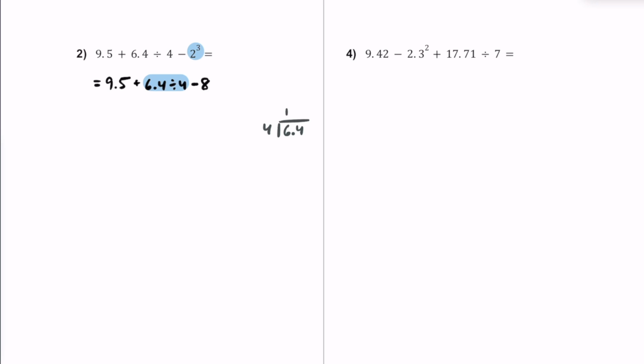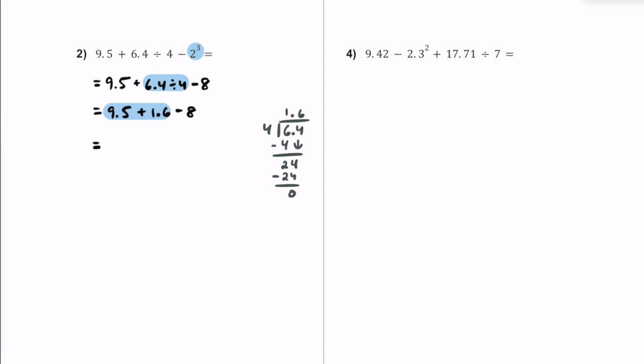4 goes into 6 once. 1 times 4 is 4. We have a remainder of 2. Let's put a decimal and bring this 4 down. 4 into 24 is going to be 6 times. 6 times 4 is 24, and the remainder here is 0. So 6.4 divided by 4 is 1.6. We can write 9.5 plus 1.6 minus 8. Between addition and subtraction, let's go with addition here. We're just going to go left to right because they're equally important.